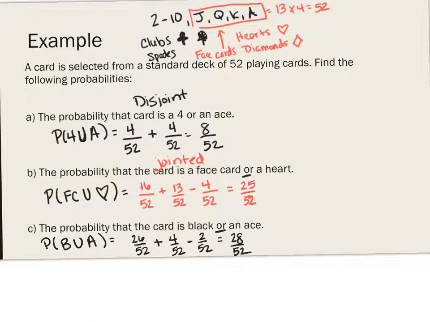So when you do problems that involve the word or, where they're checking for joint or disjoint events, if the events are joint, you have to go back and subtract something off. If they are disjoint, you can just add the events like they are.